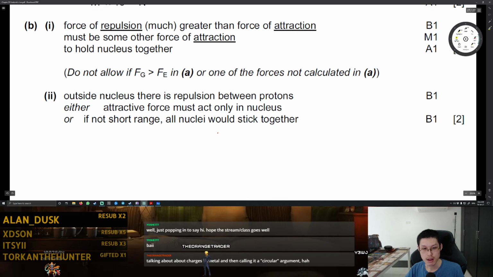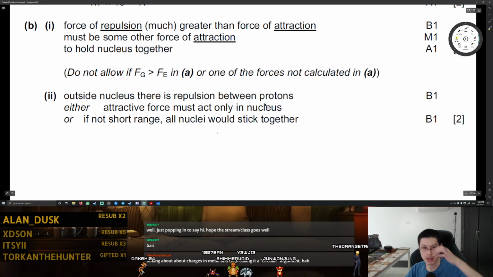So outside the nucleus, there is a repulsion between protons. If it's not a short range, all the nuclei would stick together and we would have a gigantic nucleus. So essentially that's what you want to say. Attractive force must act only in nucleus. Okay, so that's it.